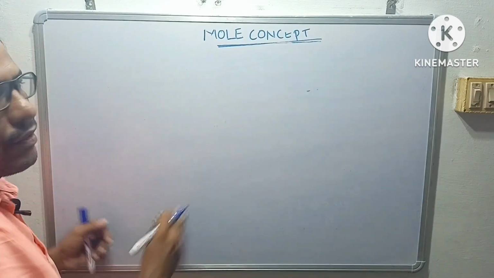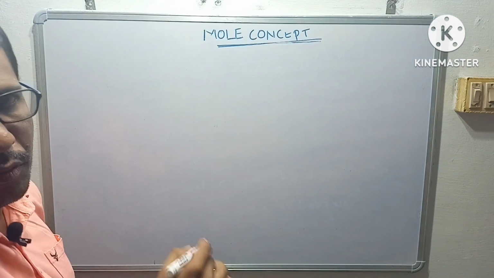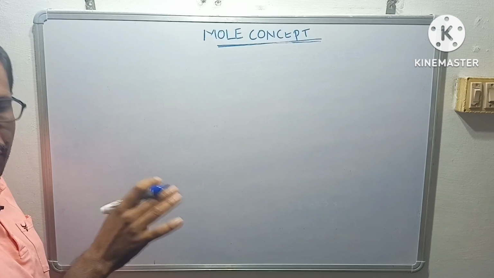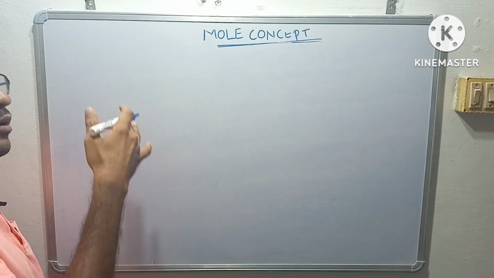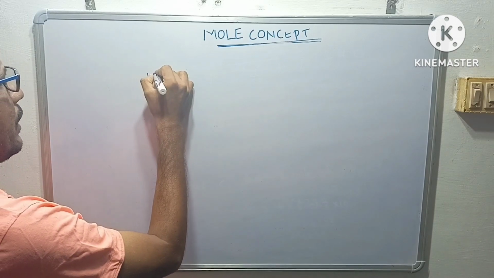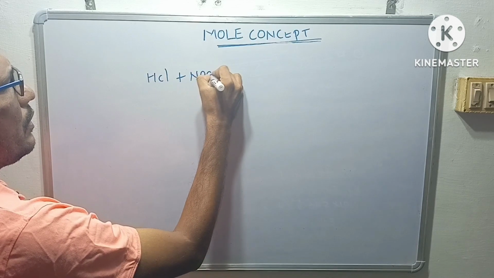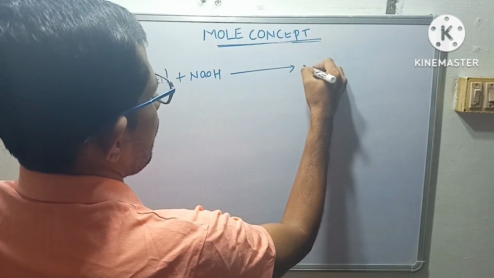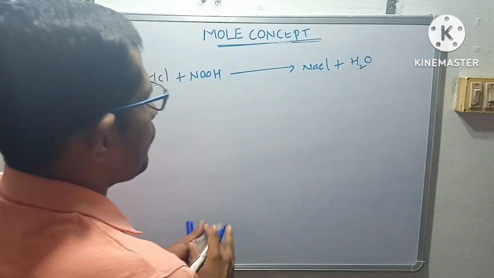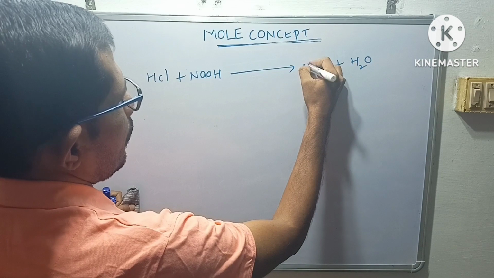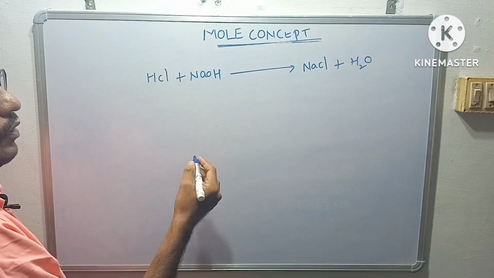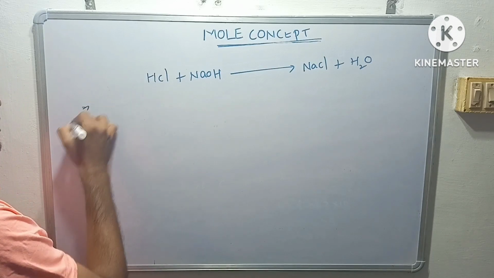If you take a simple equation, first I will show you how to solve the problems, how to do the calculation for a simple equation. Then we will go for 2 more equations, how to solve the problems from chemical equations in mole concept. So if you take HCl plus NaOH, it will give NaCl plus H2O. So first, suppose the question is given like this.